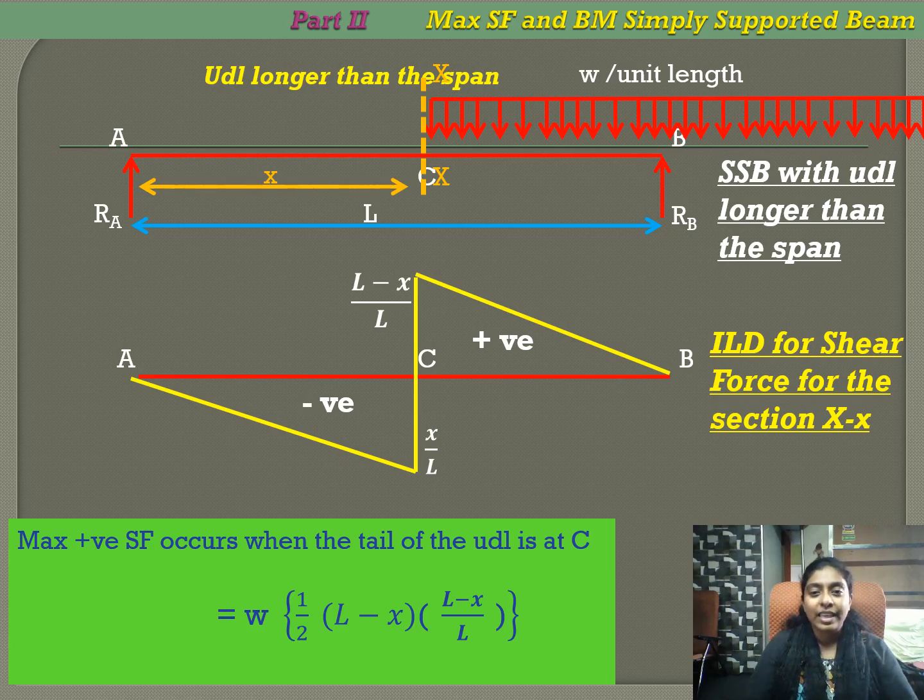Similarly, the maximum positive shear force occurs when the tail of the UDL is at C. When the tail of the UDL is at C, the maximum positive shear force value is W multiplied by the area of the triangle under the load in the influence line diagram, that is half into base, which is L minus x, and height, which is (L minus x) by L.